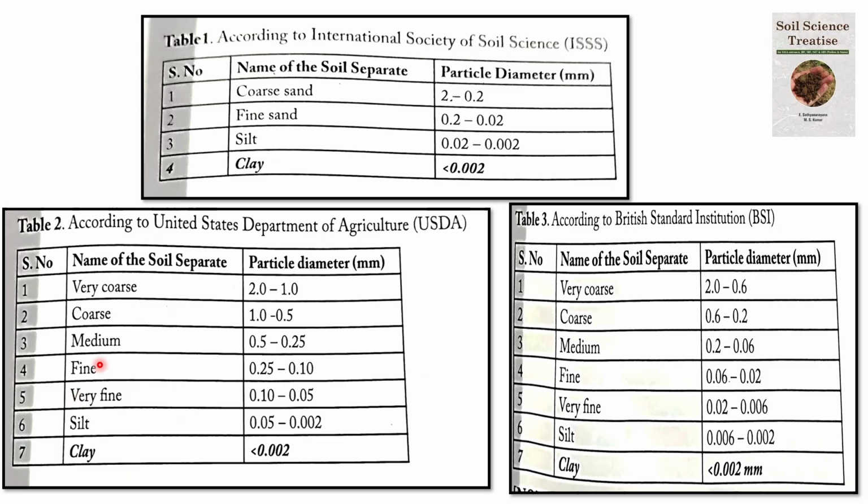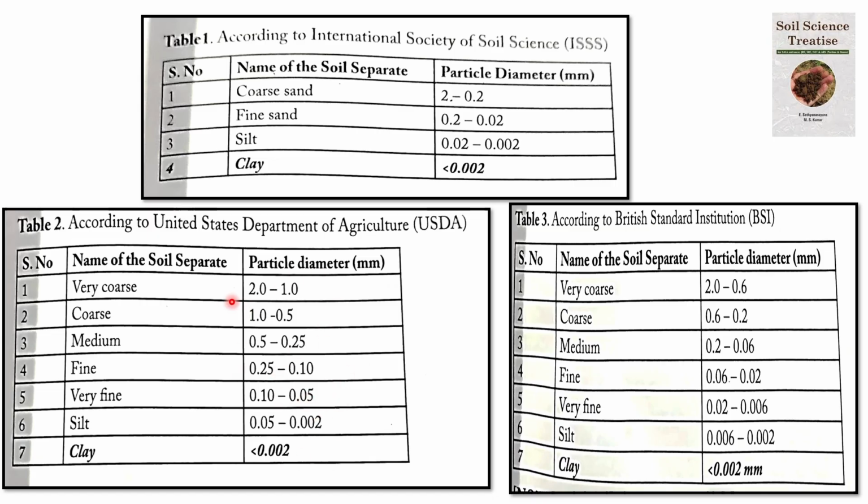So very fine sand, fine sand, medium sand, coarse sand, very coarse sand. These are sand particles. When a particle has diameter 0.05 to 0.1 millimeter, it is very fine sand. 0.1 to 0.25, they are fine sand. 0.25 to 0.5, they are medium sand. 0.5 to 1 millimeter, they are coarse, and 1 to 2, they are very coarse. So you have to study all these very thoroughly.